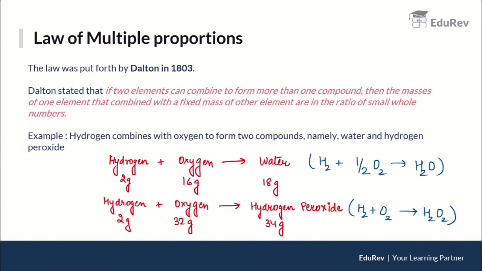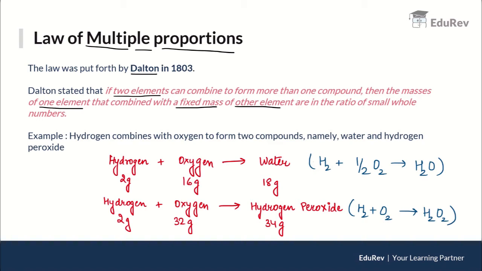The next law talks about the law of multiple proportions. So it was put forth by Dalton in 1803. He stated that if two elements can combine to form more than one compound, then the masses of one element that combined with a fixed mass of the other element are in the ratio of small whole numbers. Let me explain this with an example.